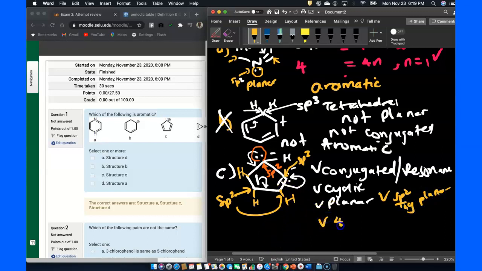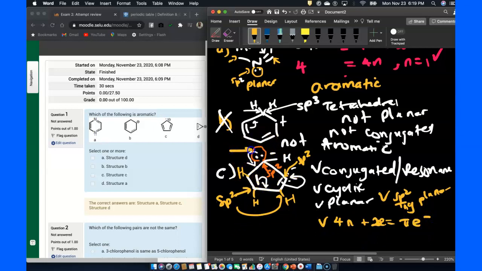Next, we have to check for the value of n. If it will solve for 0 or a whole number, 4n plus 2 equals the number of pi electrons. So how many pi electrons do we have here? Those are the electrons that are taking part in resonance.